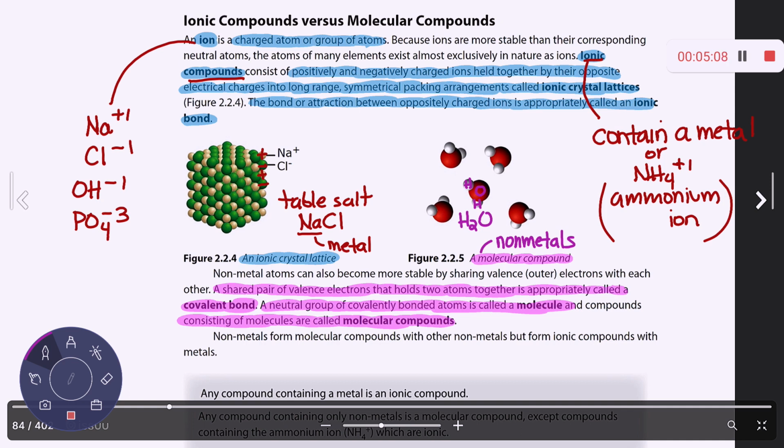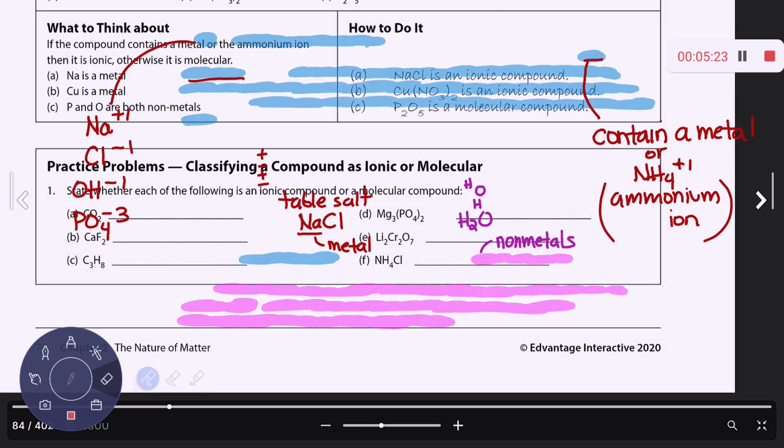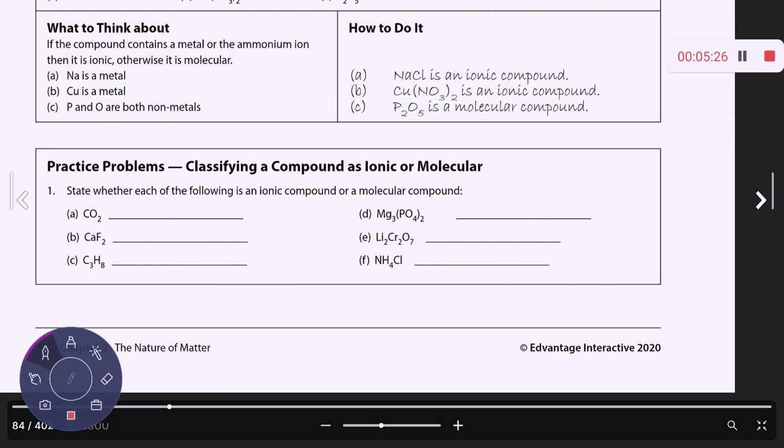Okay, so what we're going to do is take a look at the practice problems at the bottom of the page. We're going to classify things as either being ionic or molecular. So remember, ionic means it has to have a metal or the ammonium ion present. Molecular is all nonmetals. What would CO2 be? Yeah, this would be molecular because those are both nonmetals.